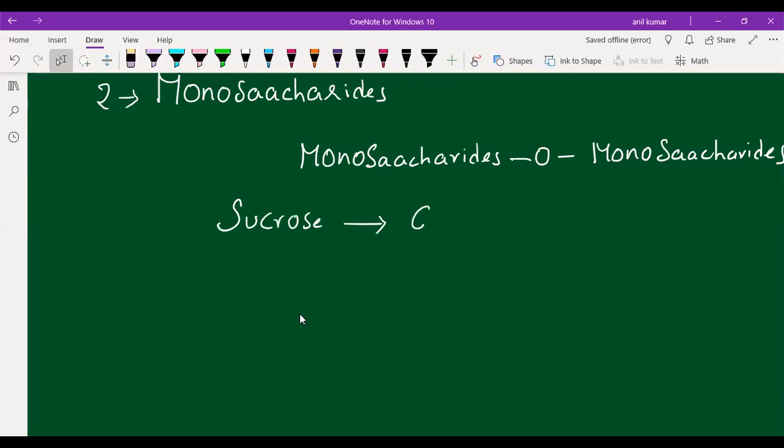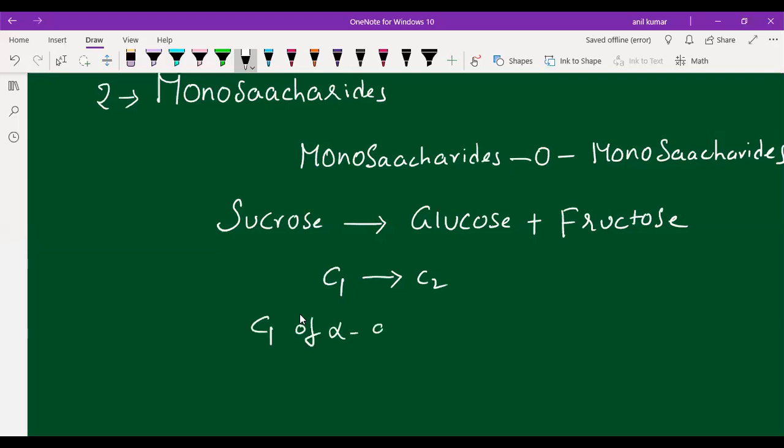One is glucose, the other is fructose. Okay, sucrose has two units, students. One is glucose, other is fructose. Here in sucrose, you can see the glycosidic linkage between C1 of glucose and C2 of fructose. So there exists a glycosidic linkage between C1 of alpha glucose and C2 of beta fructose.